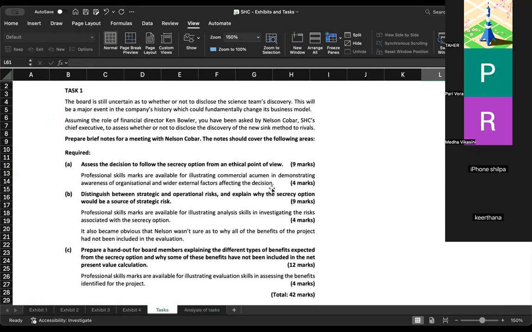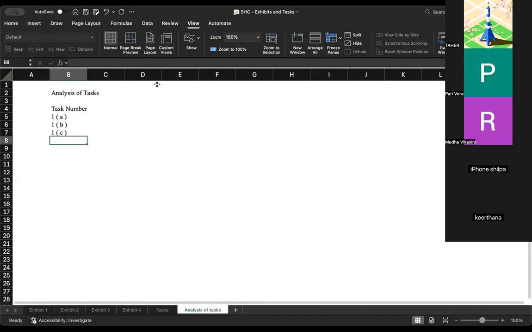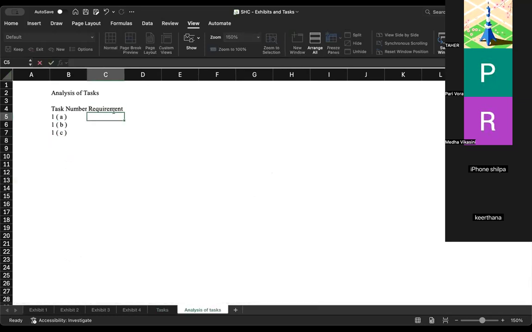In short, can you put it across in 5 to 6 words? Secrecy option from an ethical point of view. Okay. Secrecy option from ethical POV. What is POV? POV is point of view.